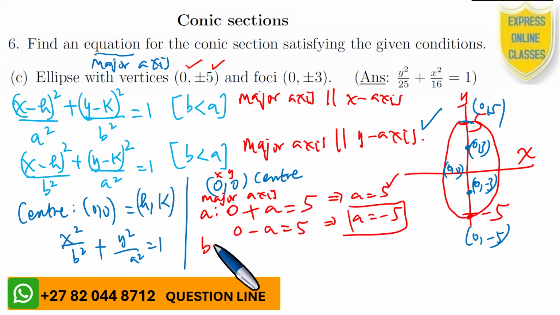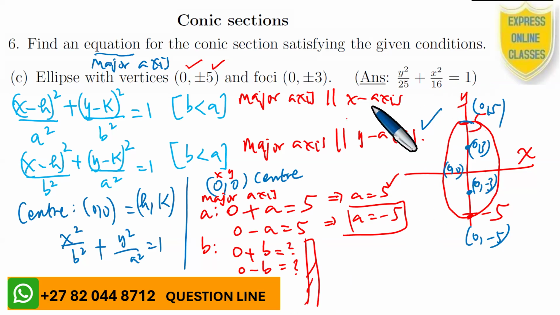So now we deal with the minor axis for the B. For the B also, we deal with the center. But for the minor axis, we start with the first component, because the minor axis is parallel to the x-axis here. We add B to the x component, and we also minus B. If we add B or minus B, we get the ends of the minor axis. But you can see that the ends of the minor axis have not been given, so this is not going to give us the B. If they'd given us the ends of the minor axis, we would get the B.